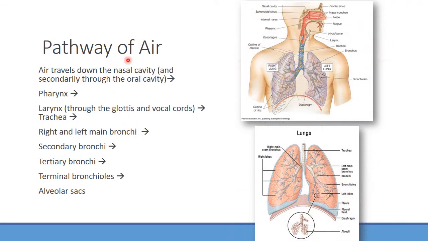Okay, so again, the path of the airway: air travels down the nasal cavity if it's inhaled through the nose, or through the oral cavity, unless you're a mouth breather, and that's the primary way it happens. It goes through the pharynx, down the larynx, where it can go through the glottis and the vocal cords, and finally through the trachea. At that point, it's split between the right and left main bronchi. Notice here we have the carina, and then you're going to have secondary and tertiary bronchi, terminal bronchioles, and the alveolar sacs at the very bottom.